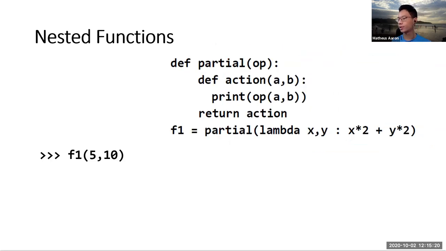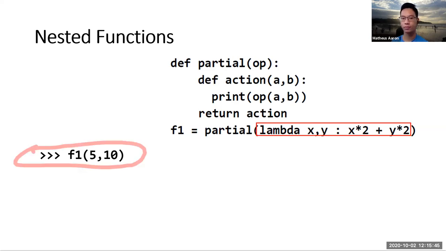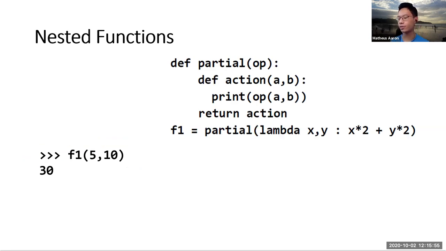Okay? So next up, we have another nested function, which is more complicated. As we can see, we're already getting involved with lambdas over here. So my question is, what's the answer for F1, and what's the answer for the first part over here? Okay, the answer is 30. Yes. Why is it so?